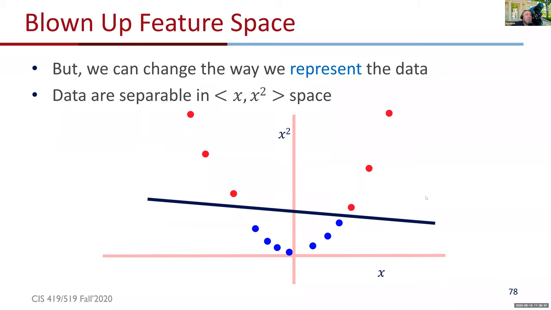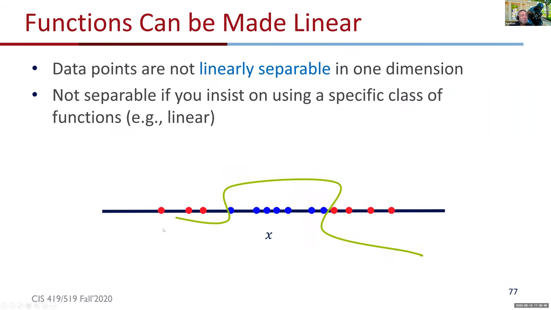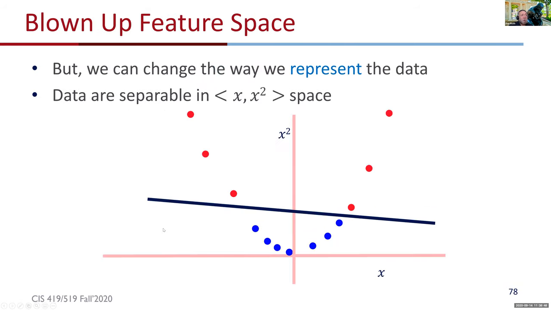So now I'm representing these data points, instead of on one axis, on two axes, X and X squared. Notice that I added no information, because I knew X, so I knew X squared. But now the blue points look like this, the red points look like this, and there is a linear function in the two-dimensional space that separates them. Magic trick in some sense, right? I added no information, but now I can separate the data.